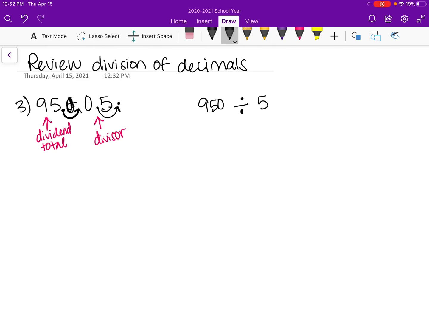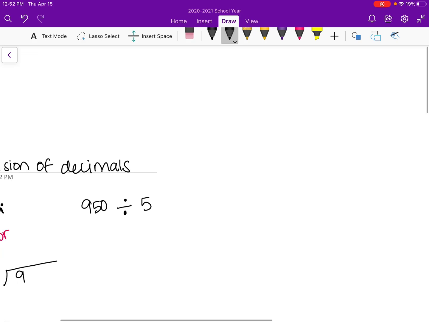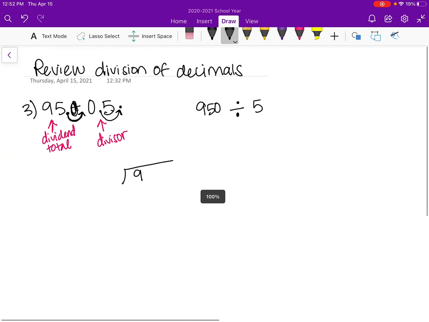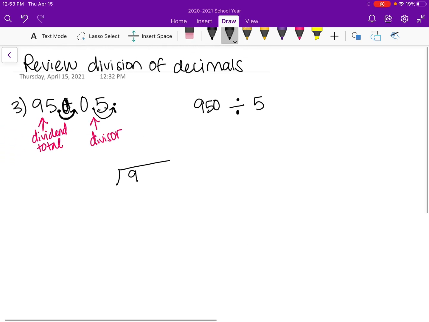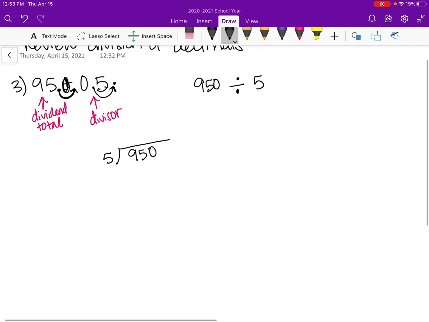Now I can draw my division symbol. So 950 goes on the inside. That's our dividend, that's our total. And our divisor goes on the outside, 5. Now with partial quotients, we also draw a line that separates our number of groups from what we're subtracting from the total.